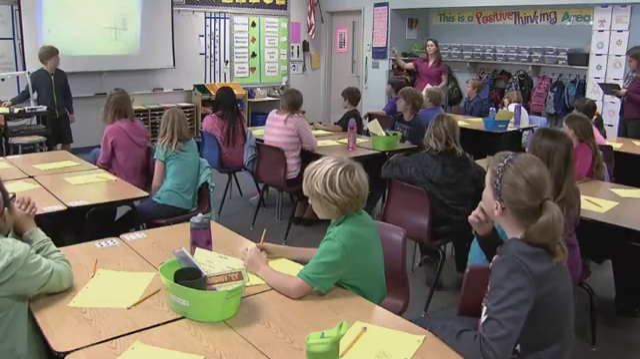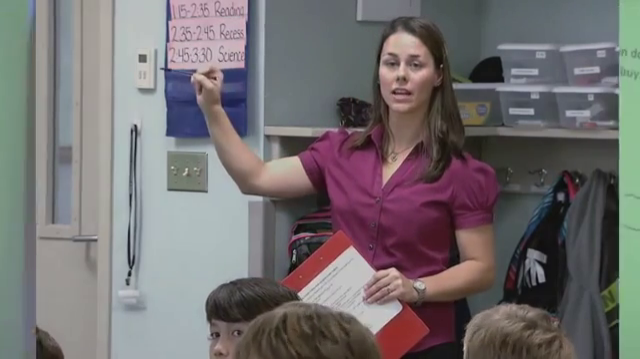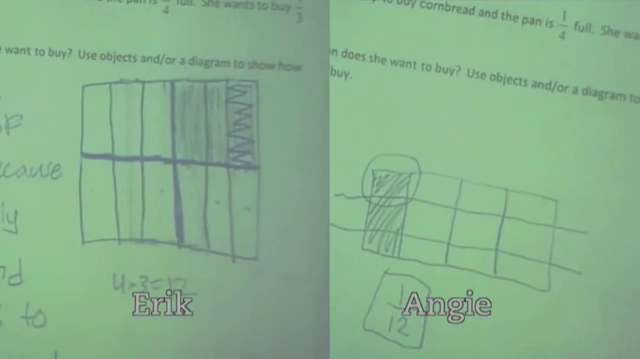How is this one different or similar to Angie's, Olivia? His model is set up a little differently. So those are set up into thirds. So he has 2 rows of 6 pieces, and she actually had 3 rows of 4. All right, thank you, Eric. Have a seat.